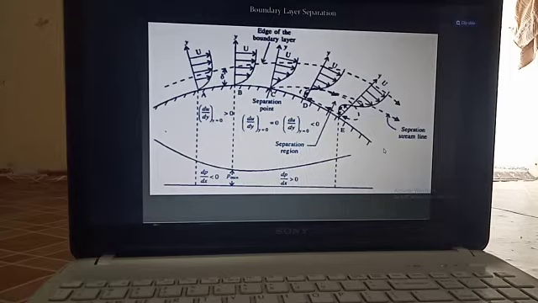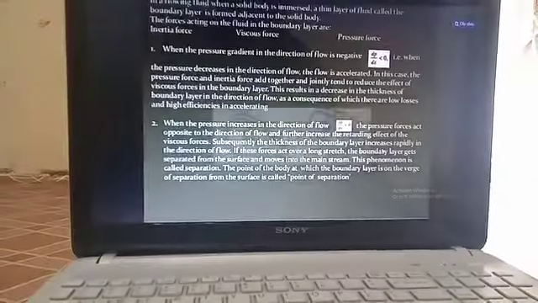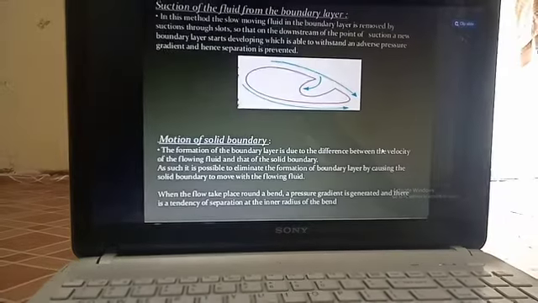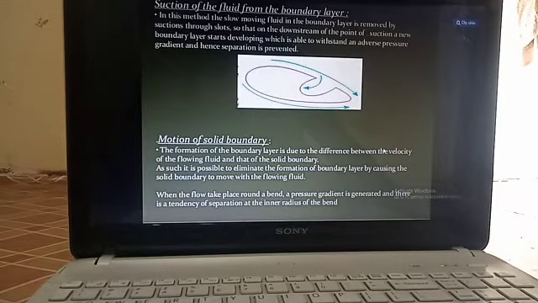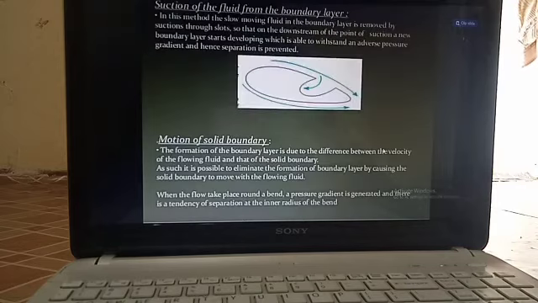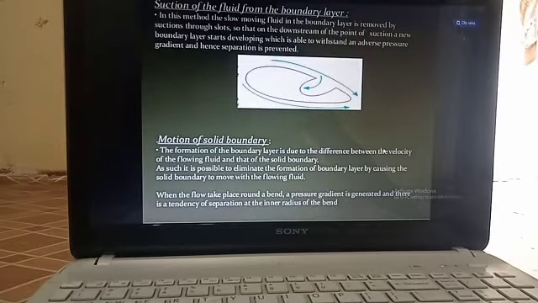Now we will see how to control the separation of boundary layer. So in this lecture we will see the methods of controlling separation of boundary layer. There are two basic methods. First is acceleration of the fluid in the boundary layer, and second is suction of the fluid from the boundary layer.